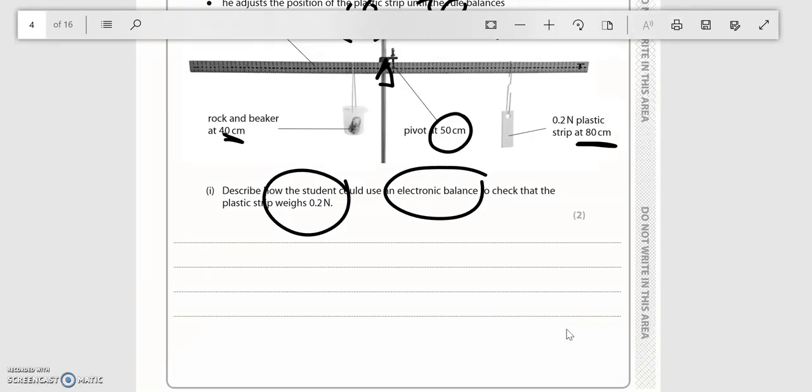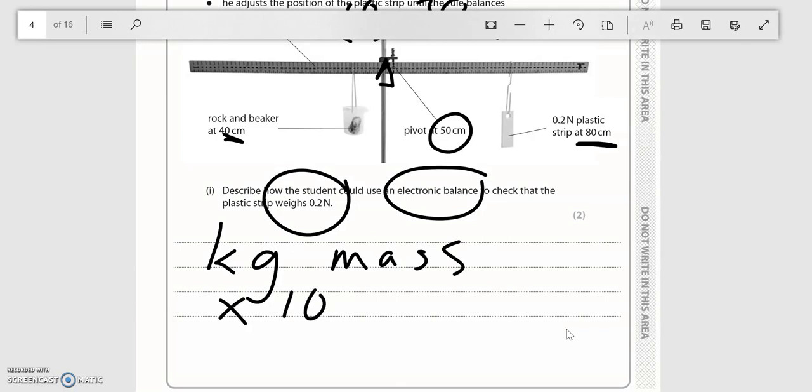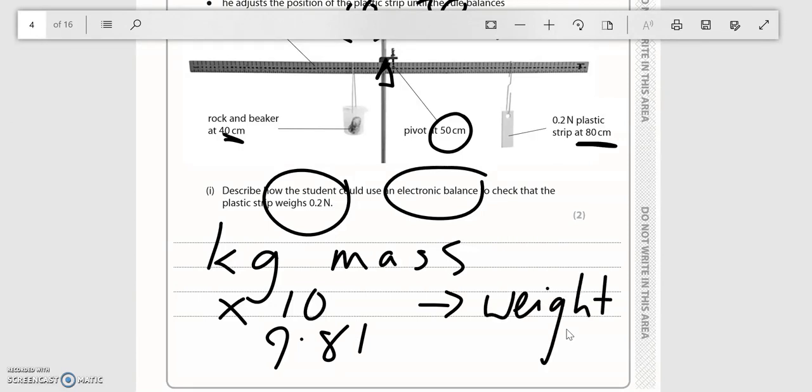So your electronic balance will give you your mass in kilograms. Then to turn that into a weight, you need to multiply by the 10 or 9.81 if you're feeling fancy, and then that will give you your weight. So that's how you can check that it's 0.2 newtons.